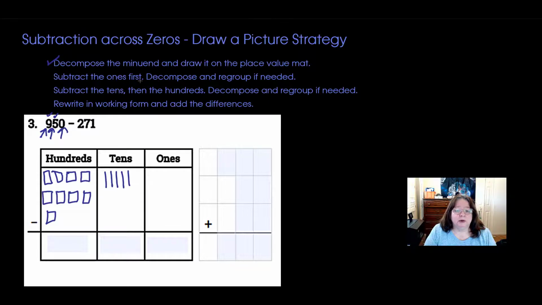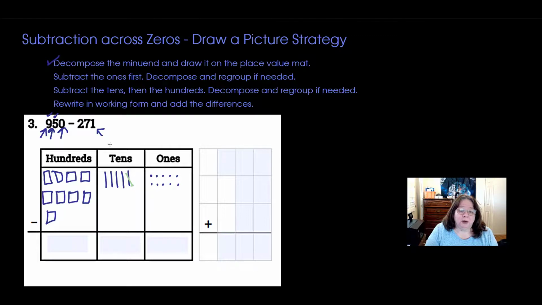Now we're going to subtract the ones first, decompose and regroup if needed. We need to subtract 1. Well, there's nothing here to subtract from. This is where our regrouping comes in. We are going to take one of these tens away, and we're going to put 10 cubes here. I'm not drawing cubes, I'm just drawing dots. 1, 2, 3, 4, 5, 6, 7, 8, 9, 10. Why did I draw 10 dots? Because each of these sticks represents 10 units. These are tens, so I have to draw 10 ones. It's like going to the bank with a $10 bill and saying, I need 10 ones. How many ones would you need? You would need 10, or trading a dime for 10 pennies. They have to have equal value.